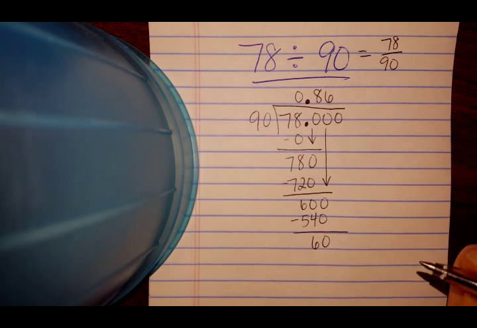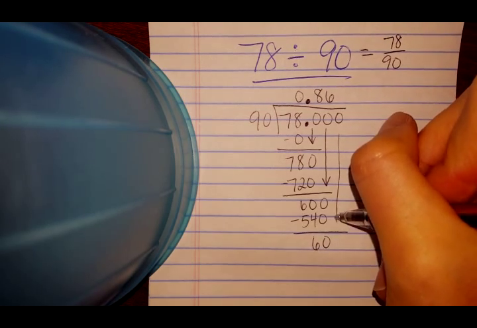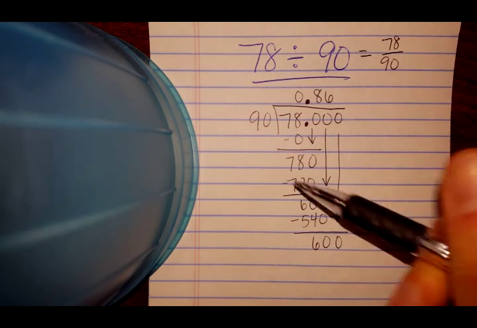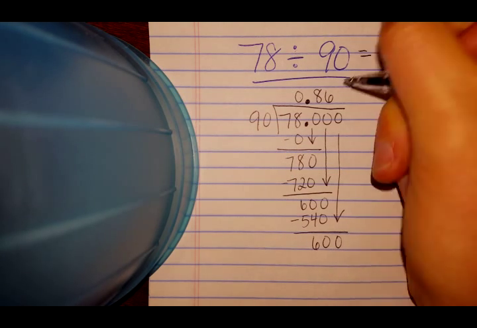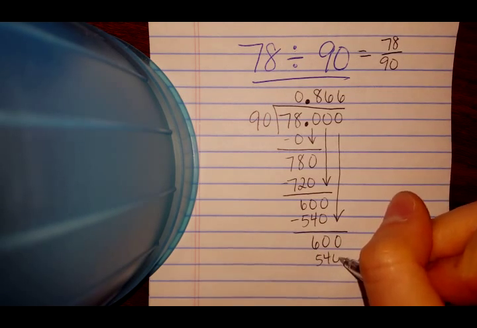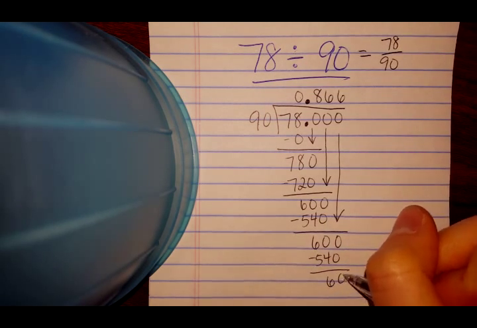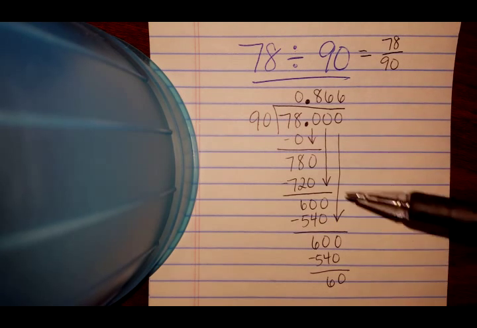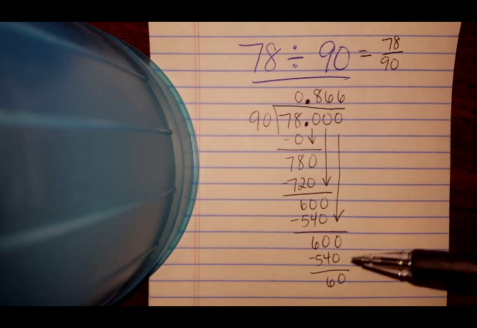Subtract and I get 60 left over. Bring down a 0. Are you starting to see something here? Look at this. How many times does 90 go into 600? Well, 6 times with 60 left over. Are you seeing that I'm going to keep getting a remainder of 60 every single time here?